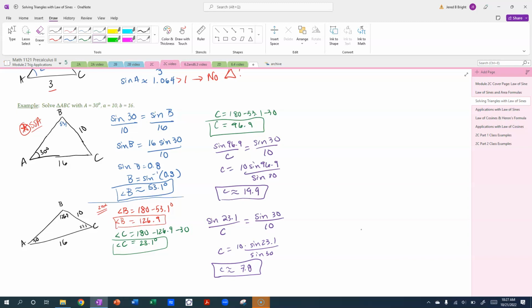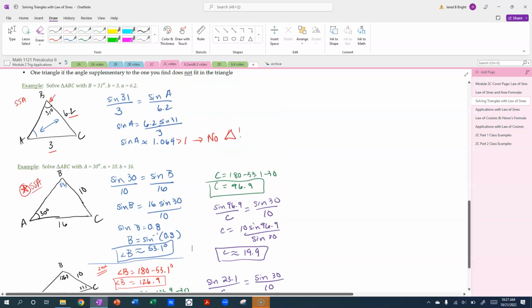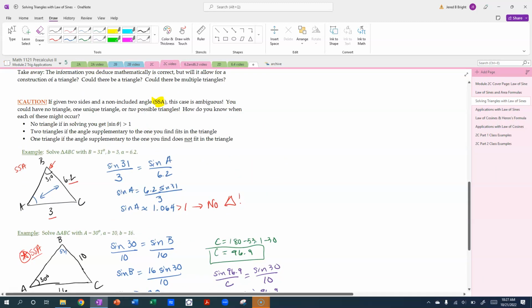Try it out and see if you use that supplementary angle with the existing angle, if you can make a triangle out of that, making sure that everything adds up to 180, then go ahead and find a second triangle, okay? That's really the only way that you're going to know if two triangles exist. But otherwise, these guidelines here are good ones to pay attention to. So, sine greater than 1, no triangle, and then find the supplementary angle to the one that you find naturally, and if you can make a triangle with that, go ahead and find the second triangle.